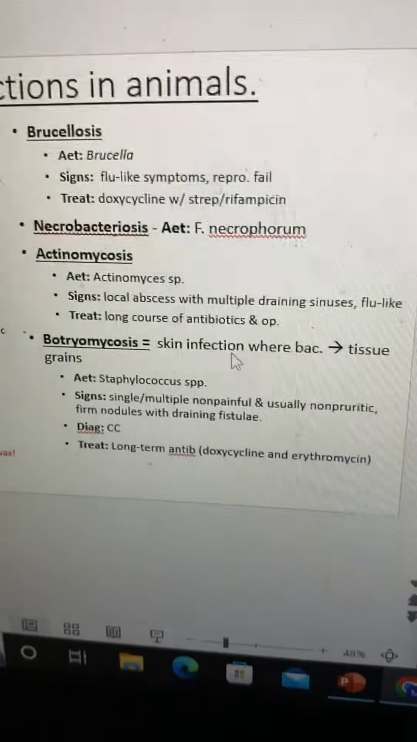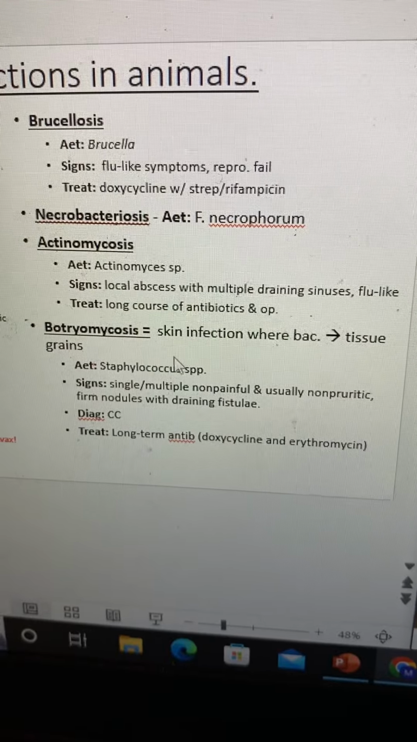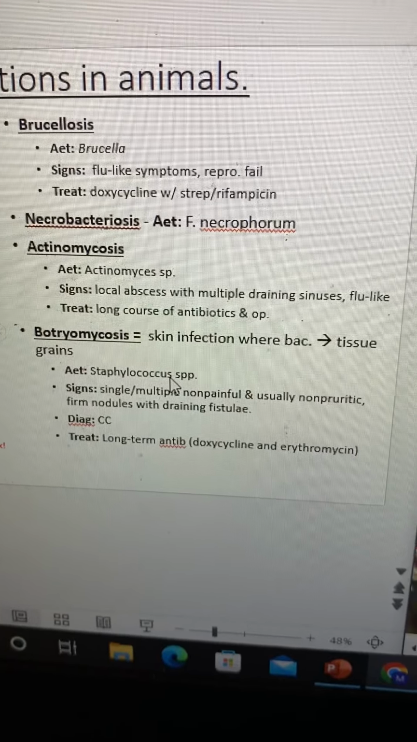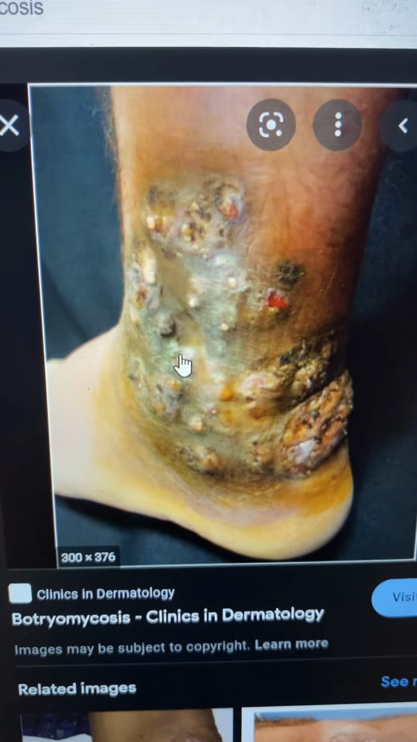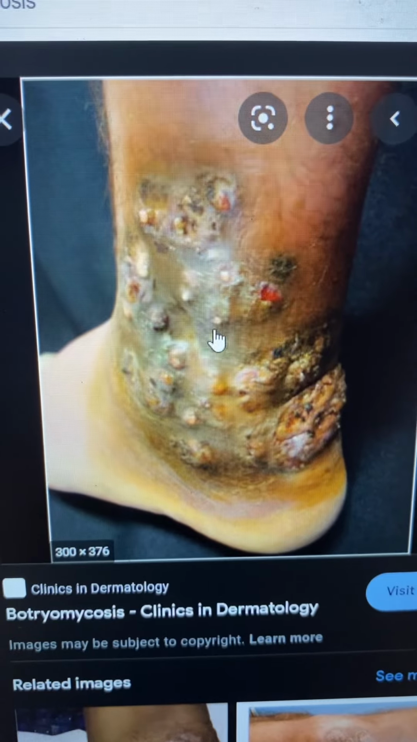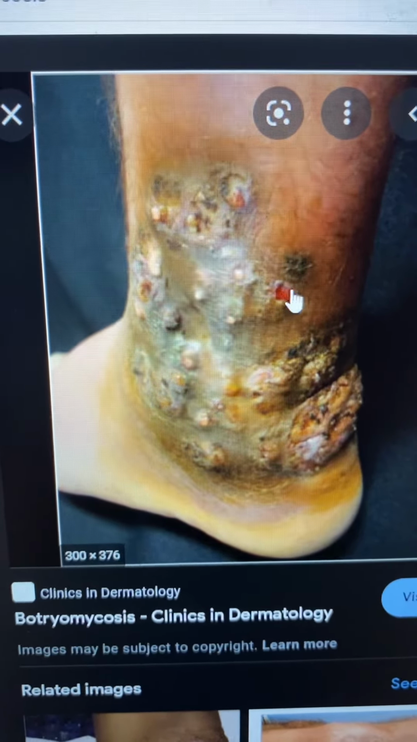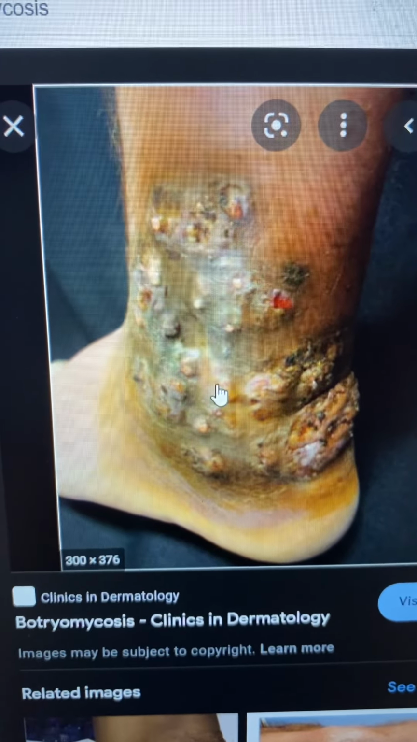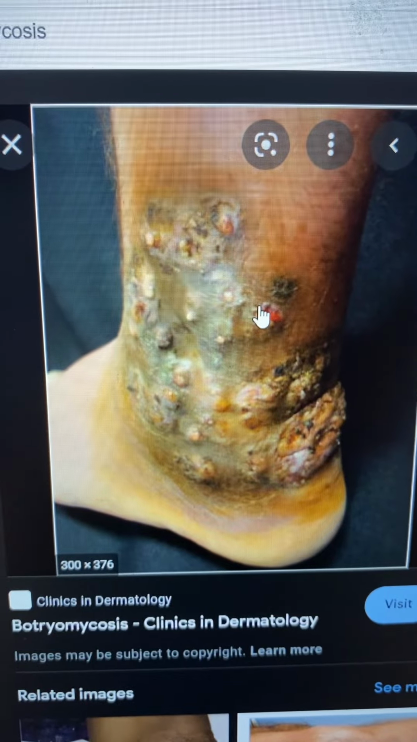Next, we have botryomycosis. Sorry about the image, I should have made a warning. It's a skin infection where bacteria have entered the tissue grains. It's usually caused by Staphylococcus, which is why it's so important for hospitals to try and deal with this. I'll try not to stay on it too long. But it results in non-painful and usually non-pruritic firm nodules. You can see them with draining fistulae, so they're draining pus, basically. So obviously you would take a culture of this and treat it with long-term antibiotics.